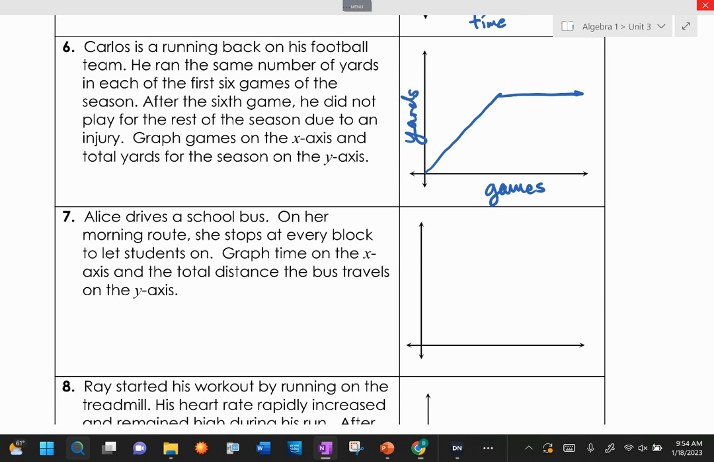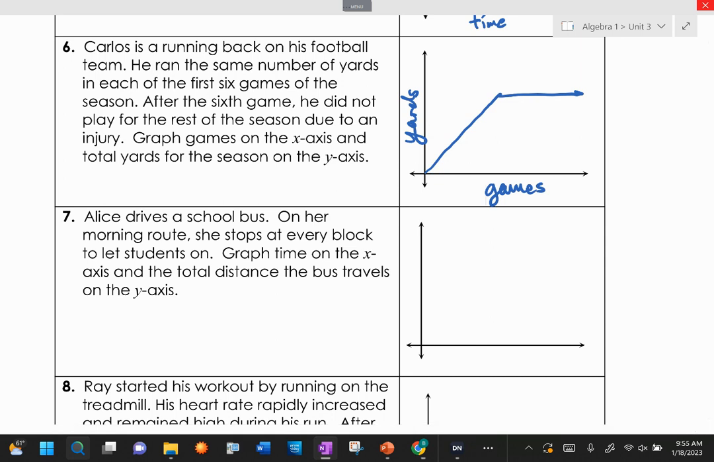Here is an example of number 6. Okay, he ran the same number of yards in each of the first 6 games. After the 6th game, he did not play for the rest of the season due to an injury. So he gained yards for games 1, 2, 3, 4, 5, and 6, and then after that, he didn't anymore.